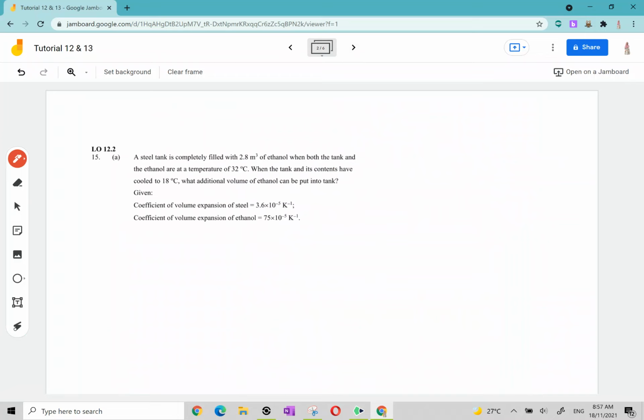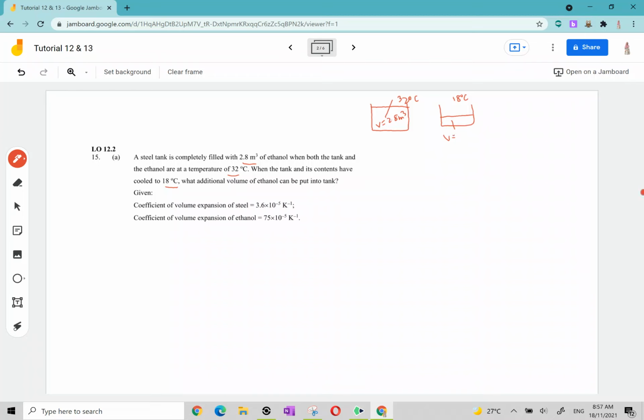15A. A steel tank is completely filled with 2.8 meter cube of ethanol when both the tank and the ethanol are at temperature of 32 Celsius. When the tank and its content have cooled to 18 Celsius, what additional volume of ethanol can be put into the tank? So first, this tank can hold a volume of 2.8 meter cube at 32 degrees Celsius. Now at 18 degrees Celsius, of course we know the ethanol will contract. So it will shrink, and maybe its volume is lower here.